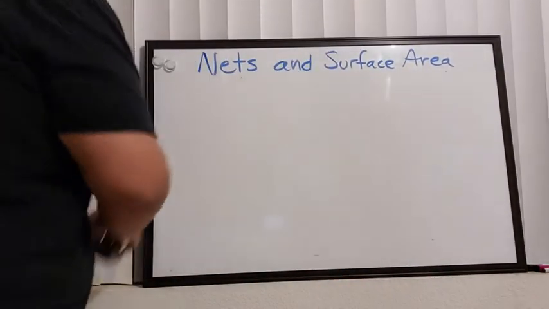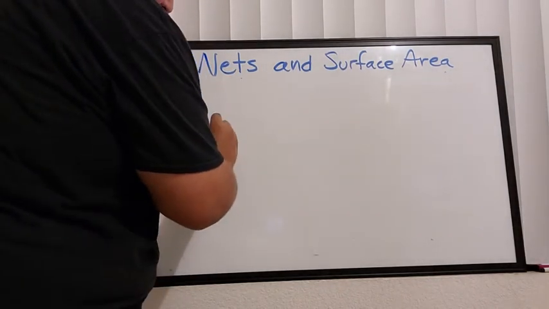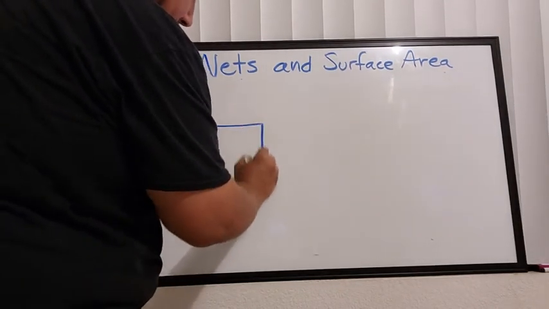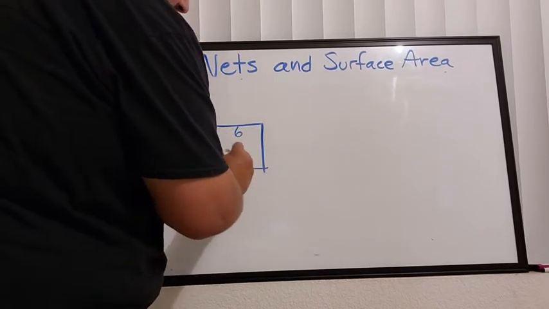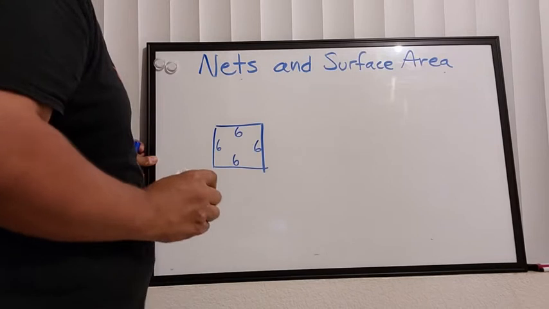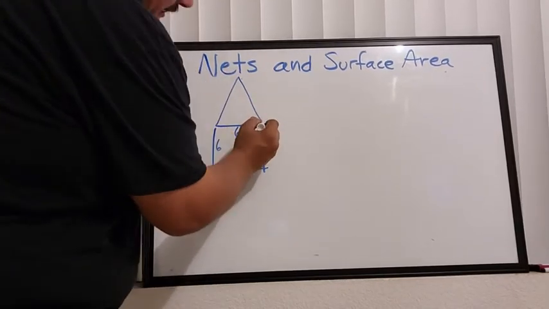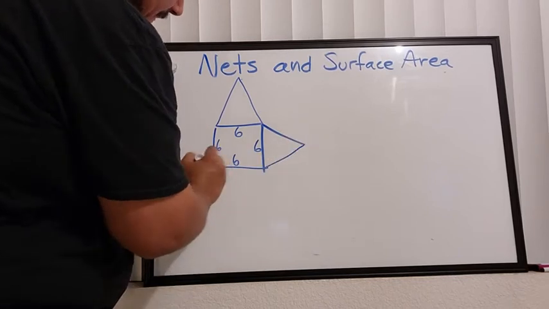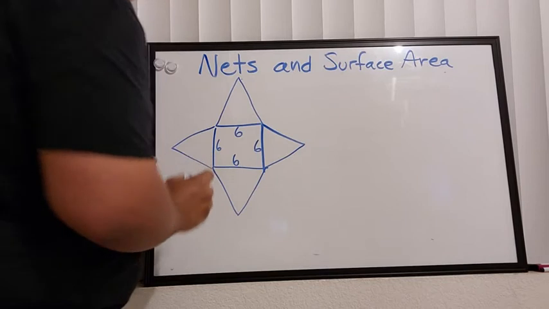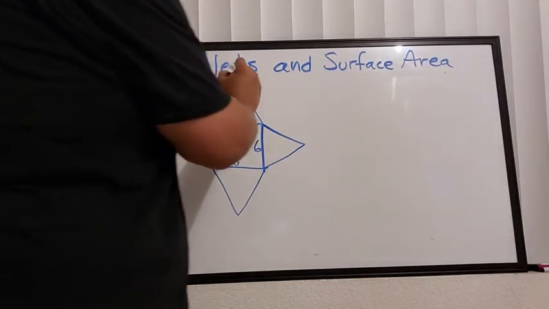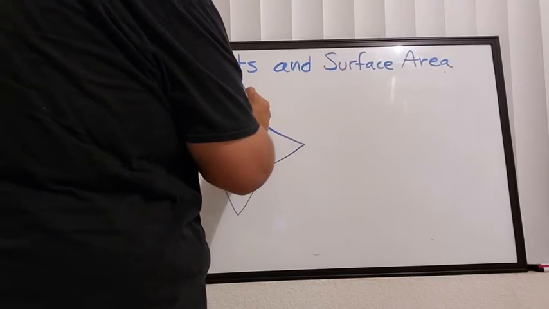I hope this doesn't fall. Well, we know that a pyramid has a base that's a square. That means all the sides are the same size, so we'll assume this is 6. We know the pyramids are triangular in shape. That means that its faces are triangles. And we'll assume that this height is 5.